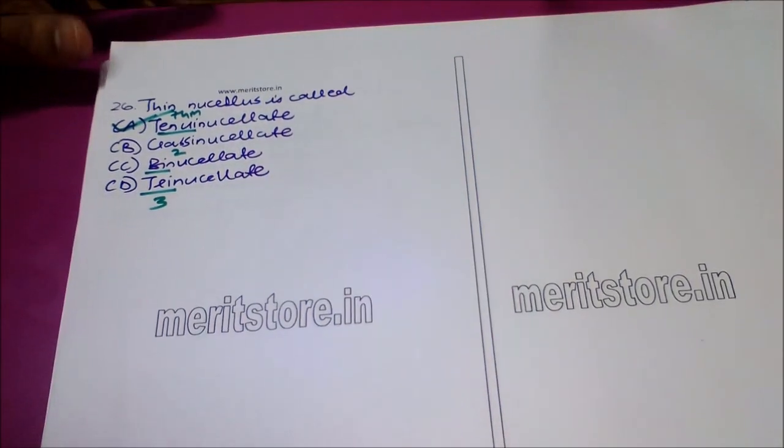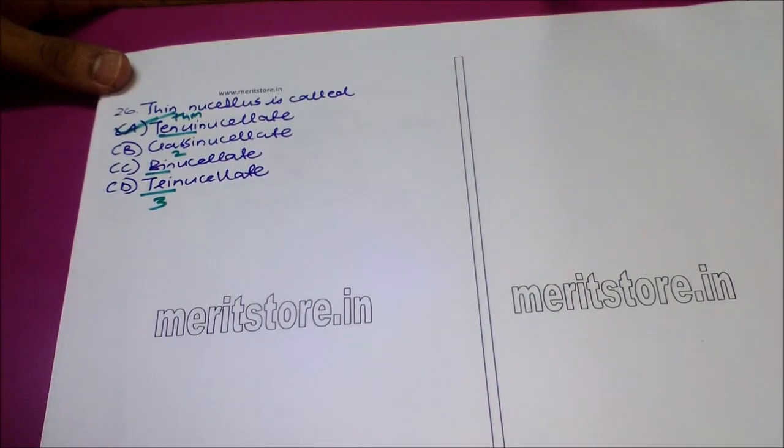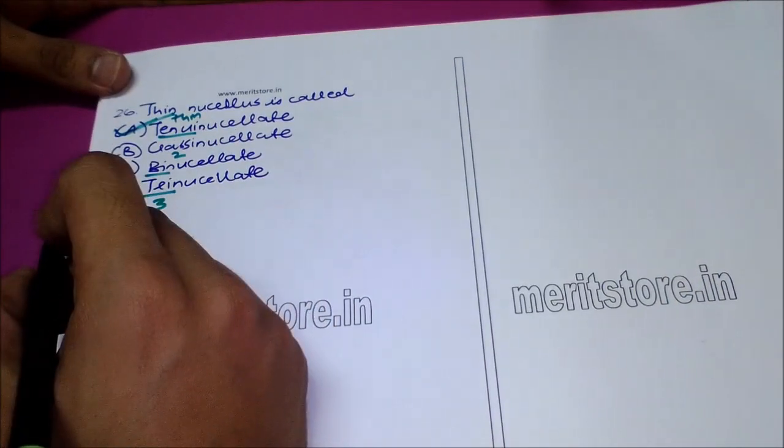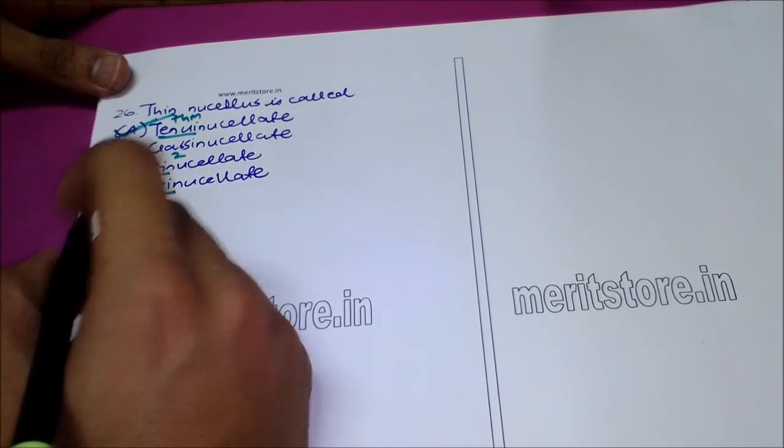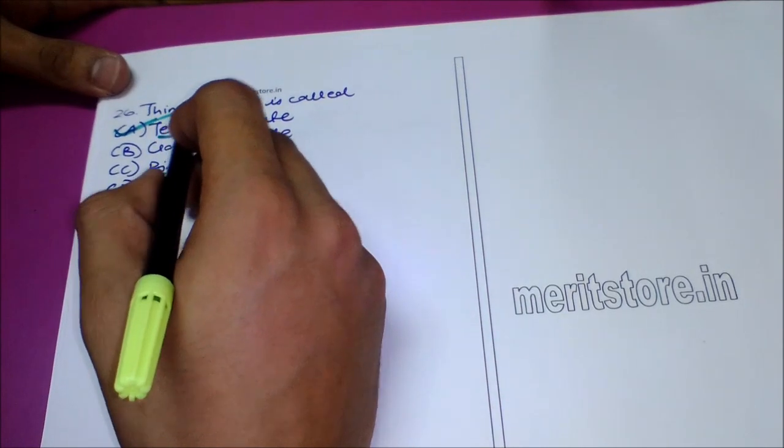Our next question is, thin nucellus is called option A, tenuinucellate, option B, crassinucellate, option C, binucellate, and option D, trinucellate. Here bi and tri stand for 2 and 3, which is the number of nucelli present, while the answer to this question is option A, which is tenuinucellate, wherein tenui refers to thin.